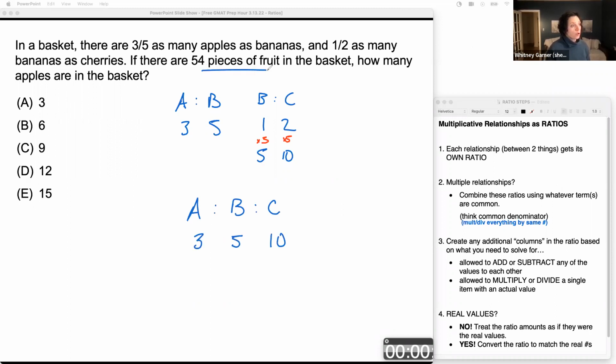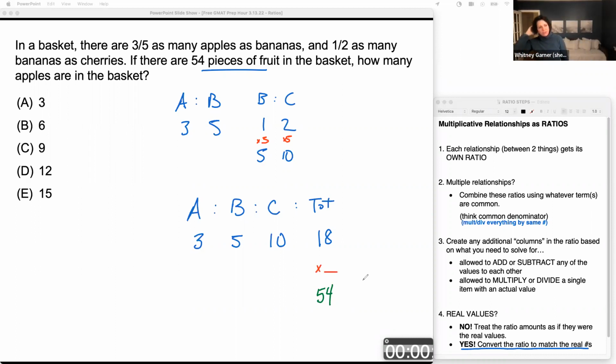And it says, total pieces of fruit, basically. So I need a total. In this case, it would be 10 and 5 and 3, and that's 18 again. There is nothing that says I can't just keep scaling this ratio up. So down here, are there real values? Yes, there are real values. And so what do I need to do? I need to convert my ratio to match the real numbers. And so the real number of interest here that we're trying to get to is 54 total. And so I need to figure out, what do I multiply this number by?